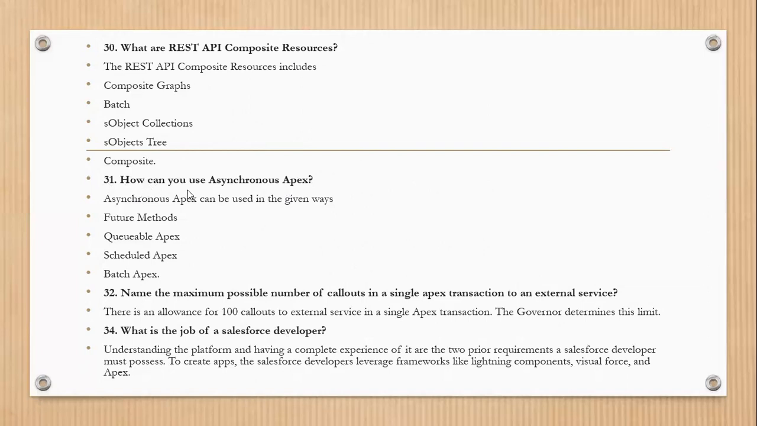Next question, how can you use asynchronous Apex? Asynchronous Apex can be used in the following ways: future methods, queueable Apex, scheduled Apex, batch Apex. Next question, name the maximum possible number of callouts in a single Apex transaction to an external service. There is an allowance of 100 callouts to an external service in a single Apex transaction; the governor determines this limit.